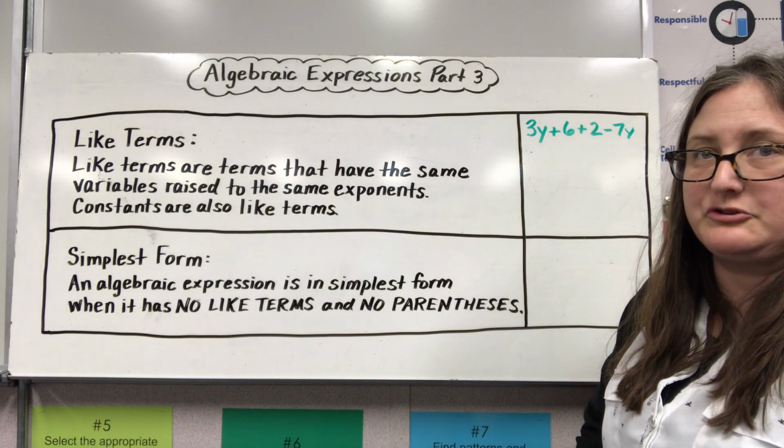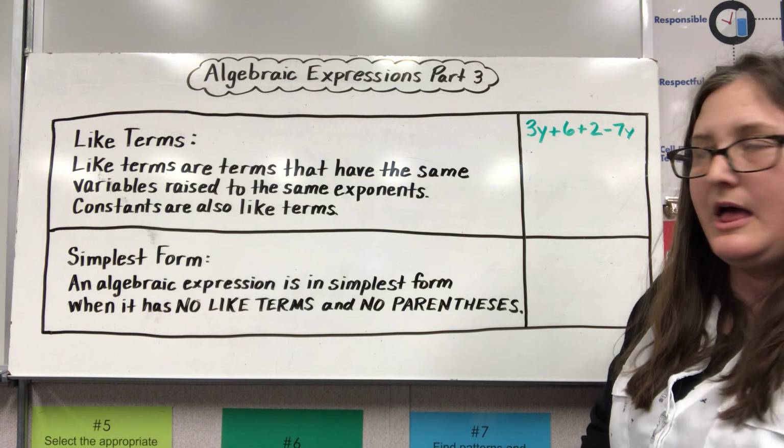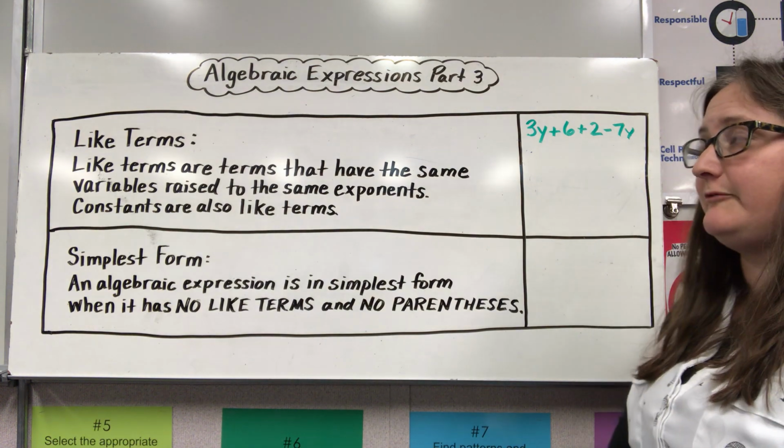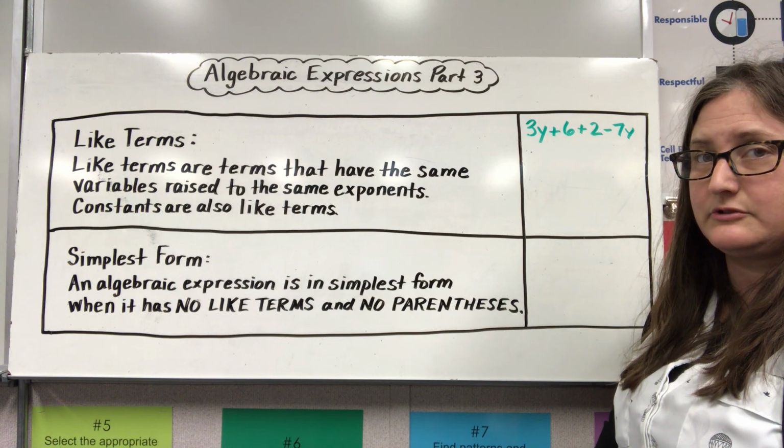This is Algebraic Expressions Part 3. We're going to be talking about like terms and simplest form. Like terms are terms that have the same variables raised to the same exponents. Constants can also represent like terms.